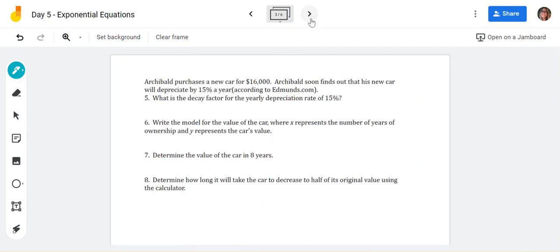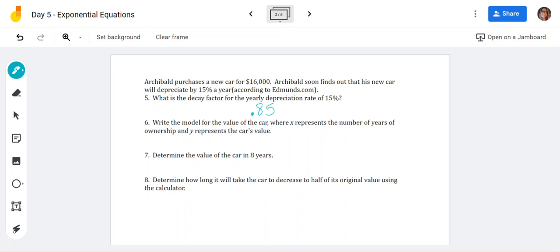All right, Archibald purchases a new car for $16,000. Archibald soon finds out that his new car will depreciate by 15% a year, according to Edmunds.com. What is the decay factor for the yearly depreciation rate of 15%? Remember, we subtract that 15 from 100%, which would give us 85%. So our decay factor is 0.85.